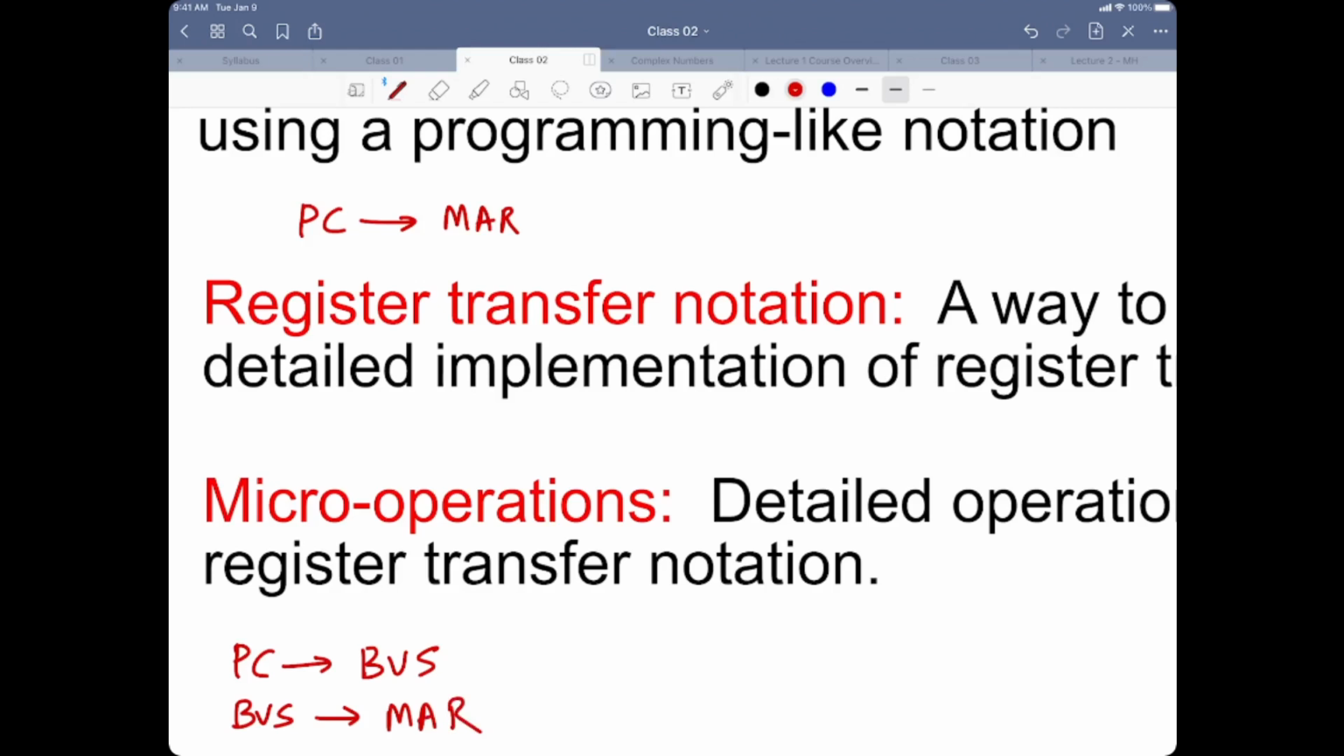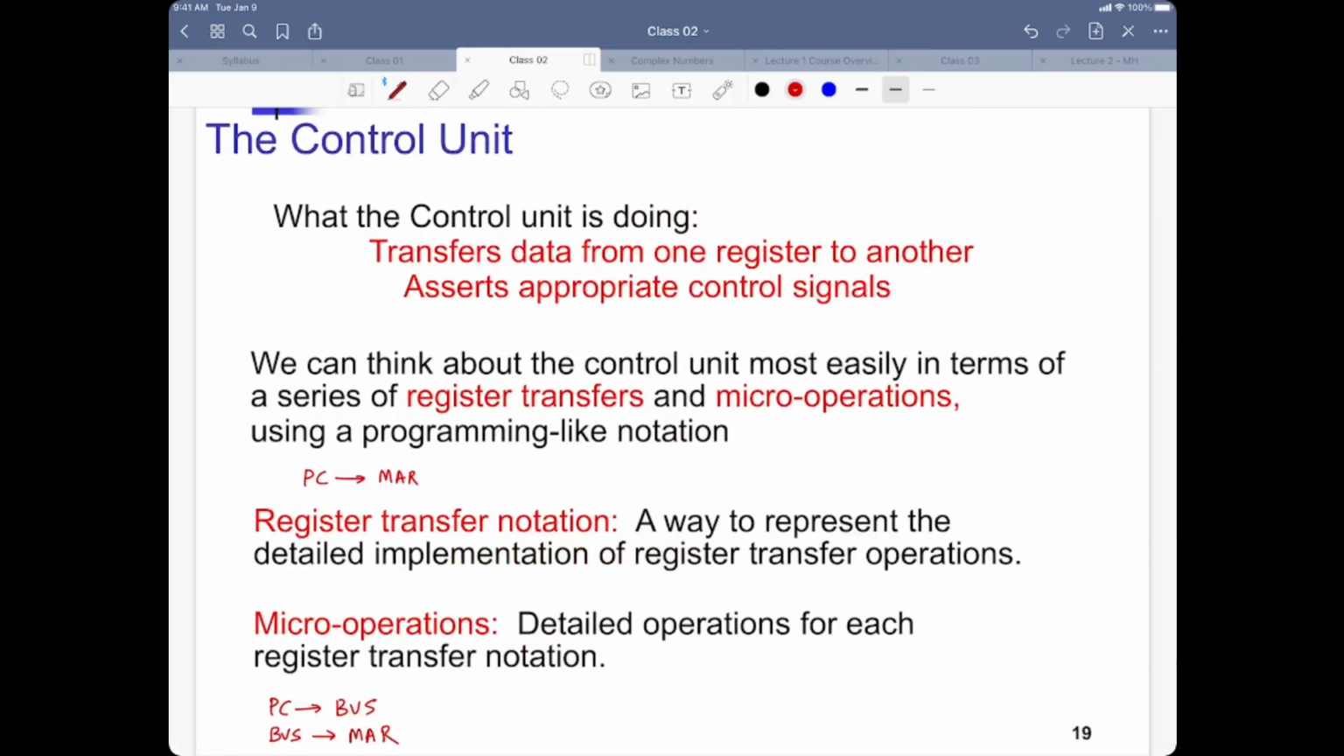In some cases, in most cases, you are okay with RTN. And in some cases, depending on the question posed to you, you may need to provide the lower level details, micro operations. Those are details. All right.